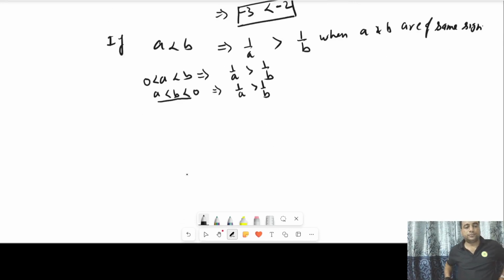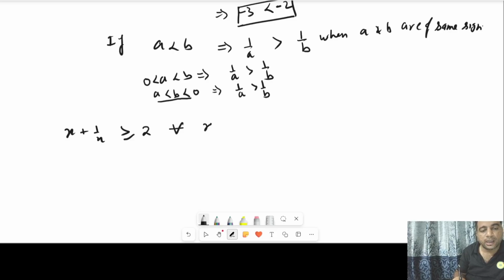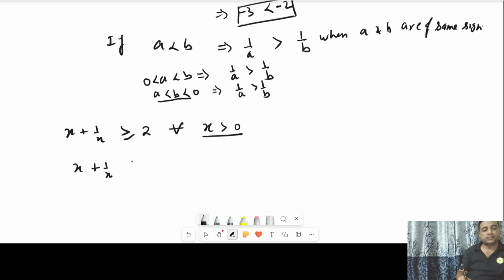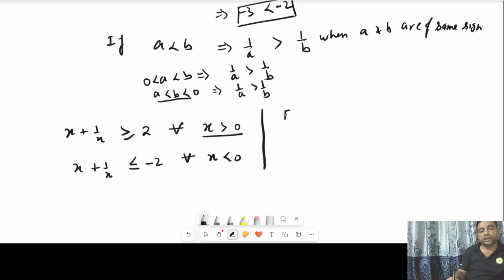Your next concept is very important for you. x plus 1 upon x is always greater than or equal to 2 for every positive x. And x plus 1 upon x is less than or equal to minus 2 for every negative x. Some particular examples.